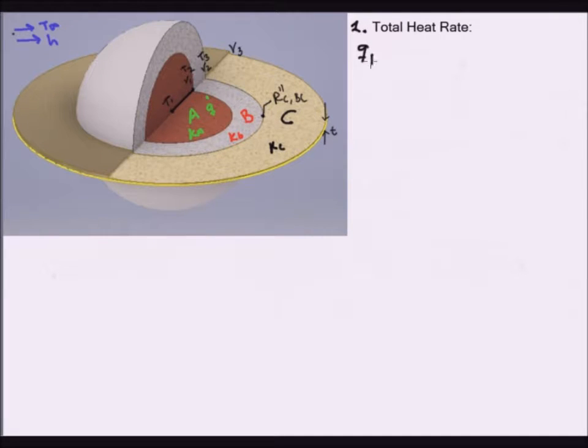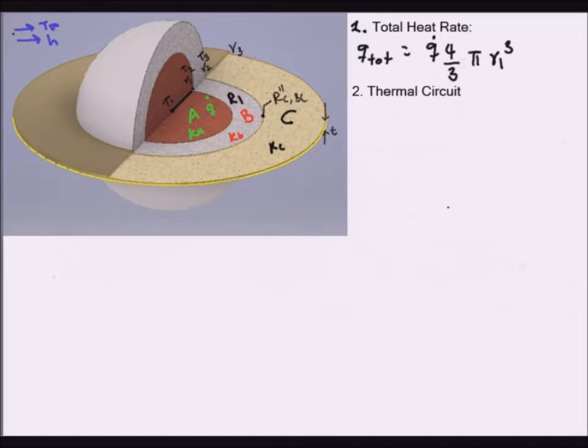So the total heat rate is just going to be Q times the volume of the sphere, which is 4/3 pi R1 cubed. So the next step is to draw the thermal circuit. Keep in mind that we cannot include material A because it has a non-constant transport rate. The heat rate is not constant since it has a thermal generation term.